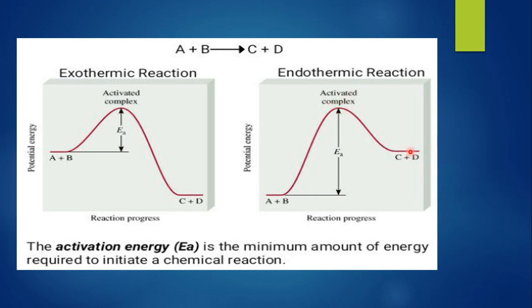And then as I said, going this side, that's the reverse reaction, and from this reactant part going this side, that's the forward reaction. And then your activation energy is this one you're seeing here. As I said, the activation energy is the minimum amount of energy required to initiate the chemical reaction. Okay, and I'm sure you're clear here.